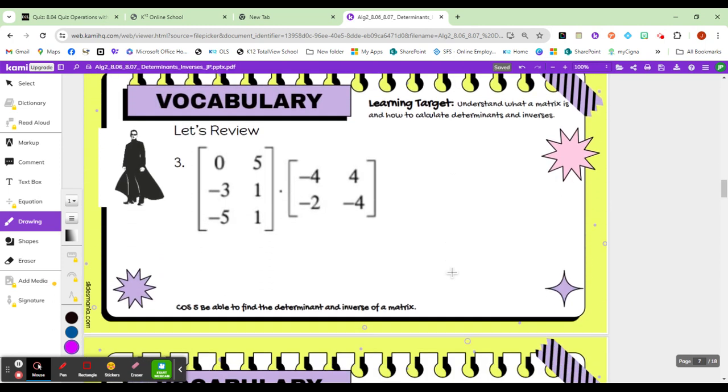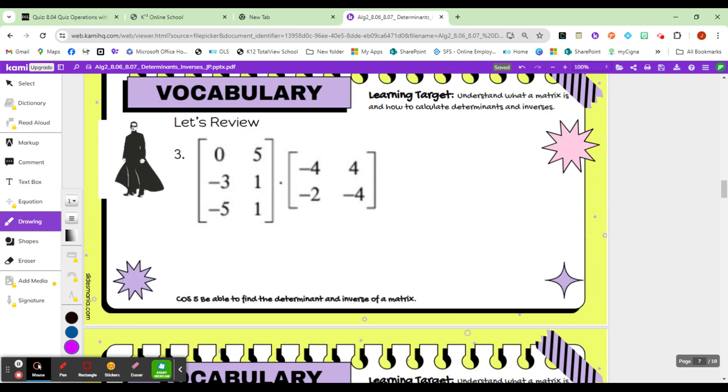So again, let's just review. I think multiplying, this number 3, is one of the hardest things that we do in Unit 8. So remember, when we're multiplying, we take the first row, always the first row in the first matrix, times the first column. Always the first row in the first matrix times the first column in the second matrix. Always. It's always row times column.